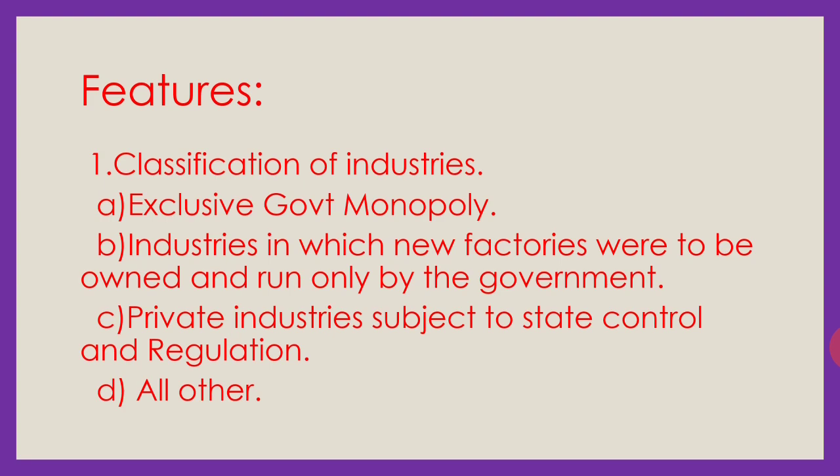Third one, private industry, subject to state control and regulations. Okay, is it clear? These industries are to be left purely private enterprises. They are working under the private ownership. Heavy machines, automobile, electrical engineering, sugar, cement, these all are owned and managed by private entrepreneurs. And the fourth group, all other industries to be open to private enterprise but subject to government control. Is it clear?